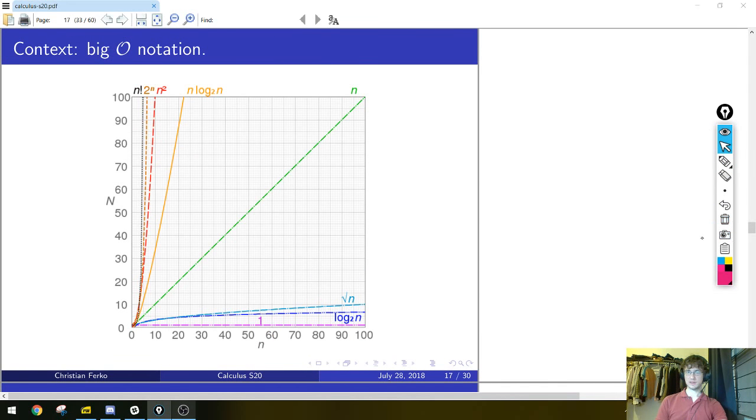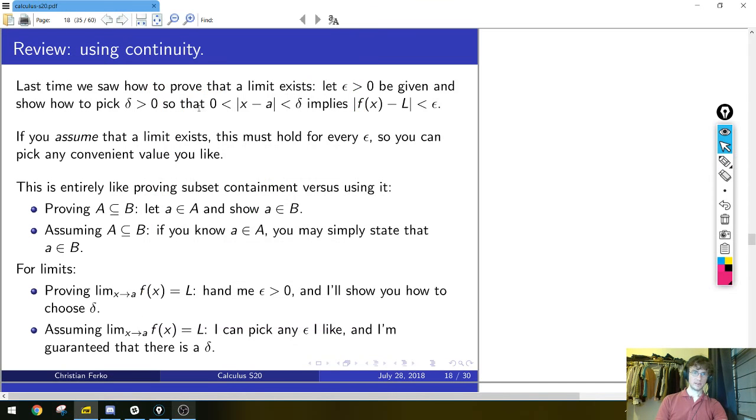Good. Other stuff before we move on from Big O? I have no questions or comments. Excellent. Okay. More examples on using continuity then. So, as I said, we will probably go quite long, but whatever.